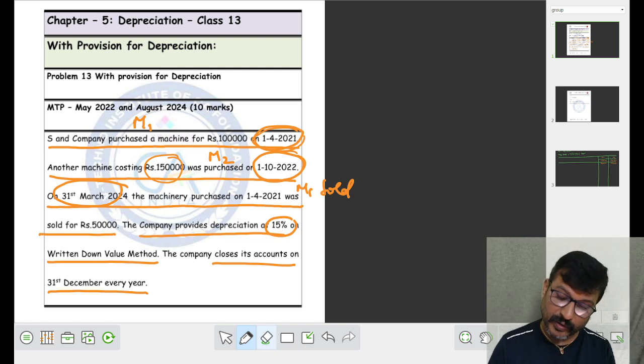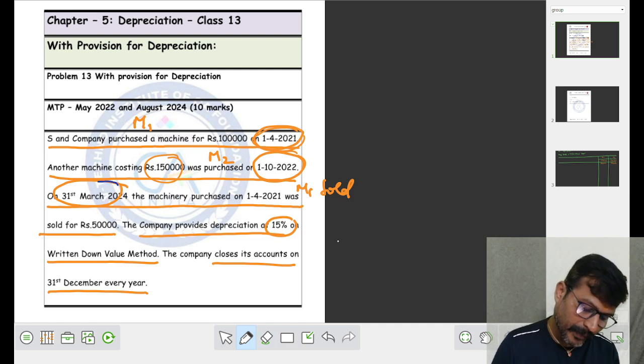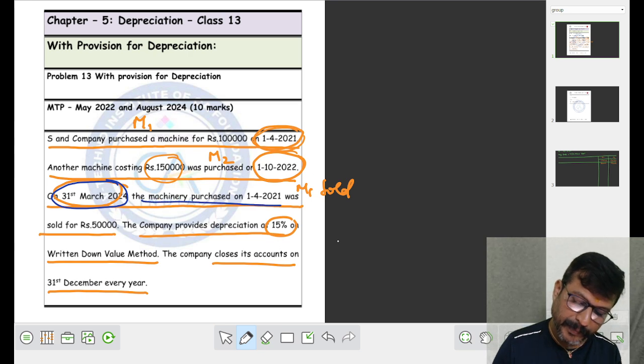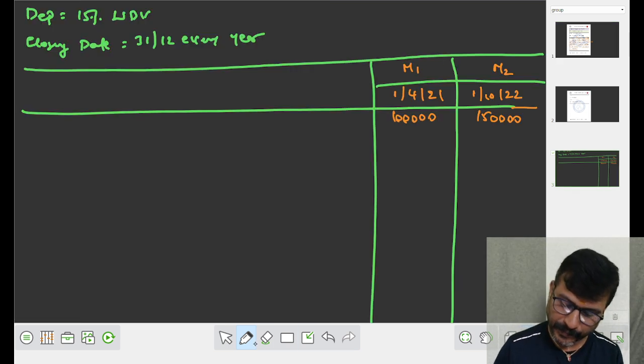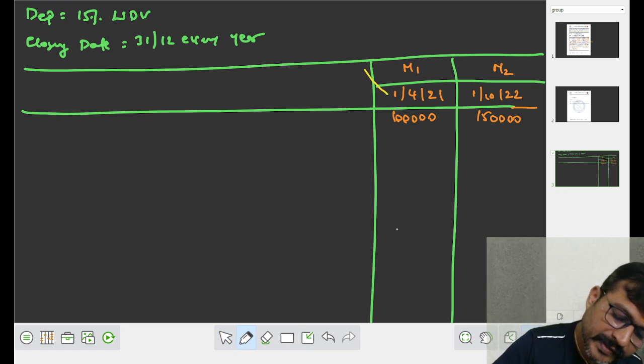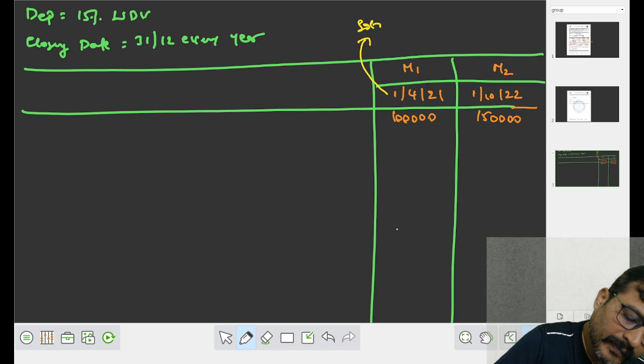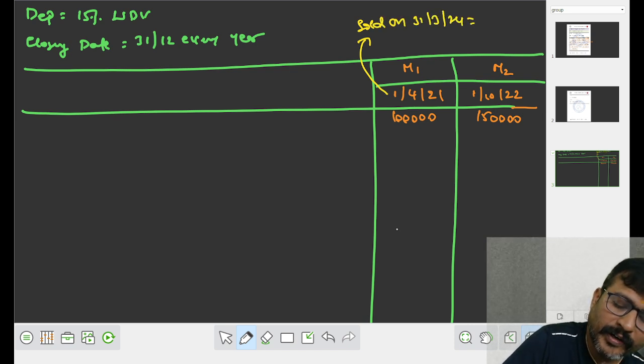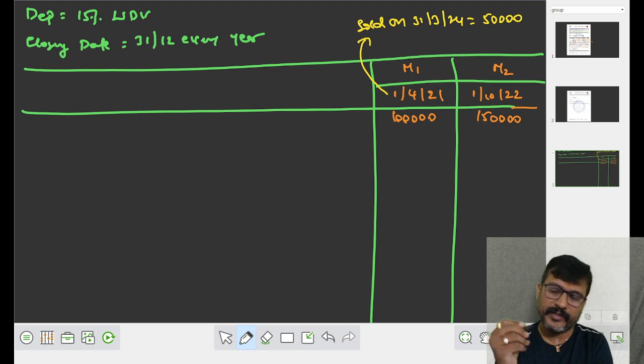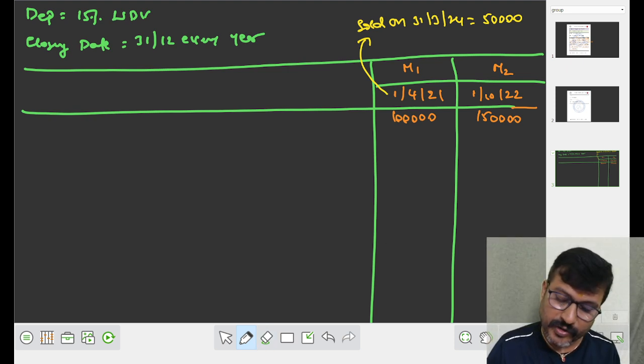When the M1 is sold, see carefully, on March 24, machinery purchased on April 21 was sold for 50,000. On when? March 24. Sold on 31st March 24 for an amount of rupees 50,000. This is what the message is, right? Shall we move on to solution, my dear students?